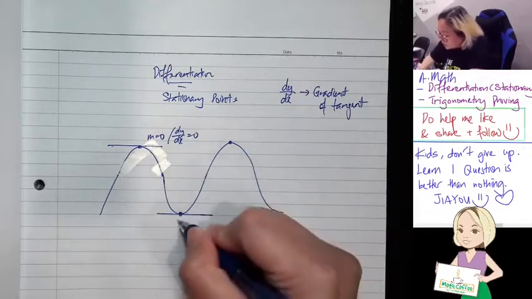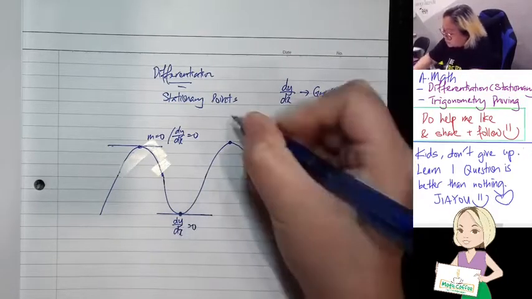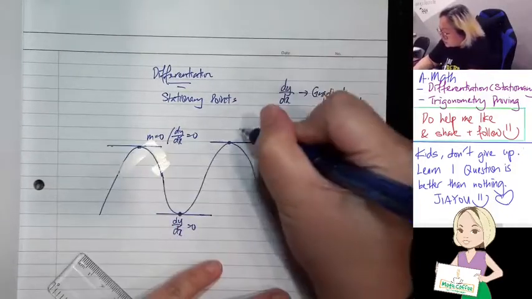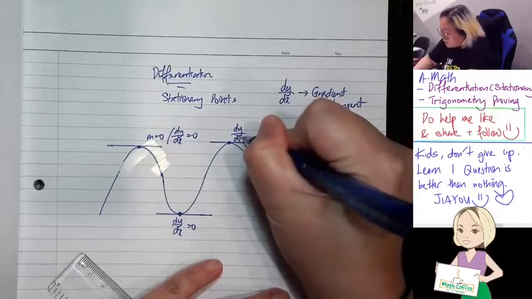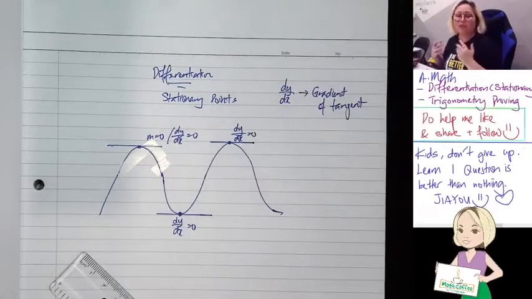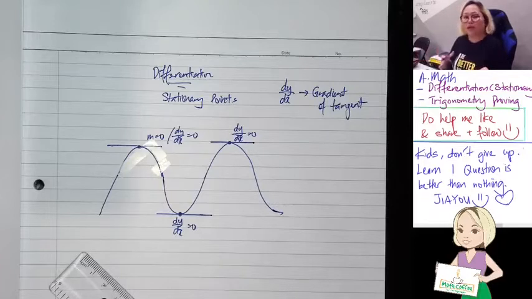So again, my gradient is 0. It means that dy/dx equals 0. At all the stationary points, all the turning points, the gradient is 0. That is why when we want to find the stationary point, we always form the equation dy/dx equals 0 to find the corresponding x.